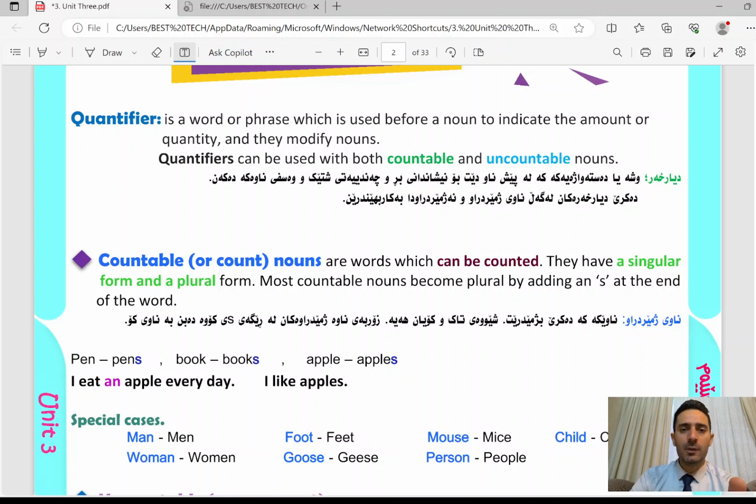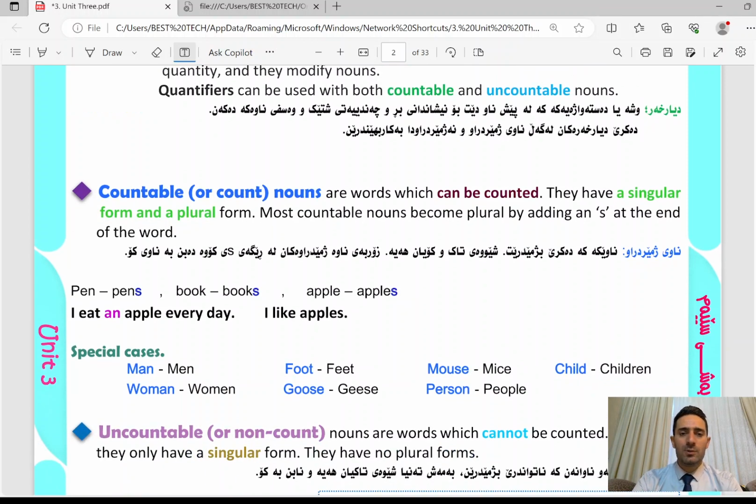So, shortly, let me tell you: a quantifier is a word or phrase which is used before a noun to indicate the amount or quantity of that noun, and they modify nouns.